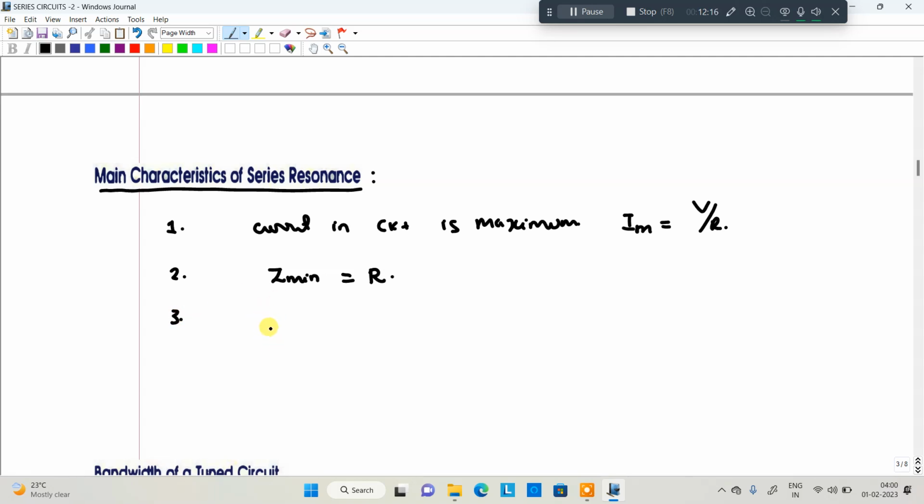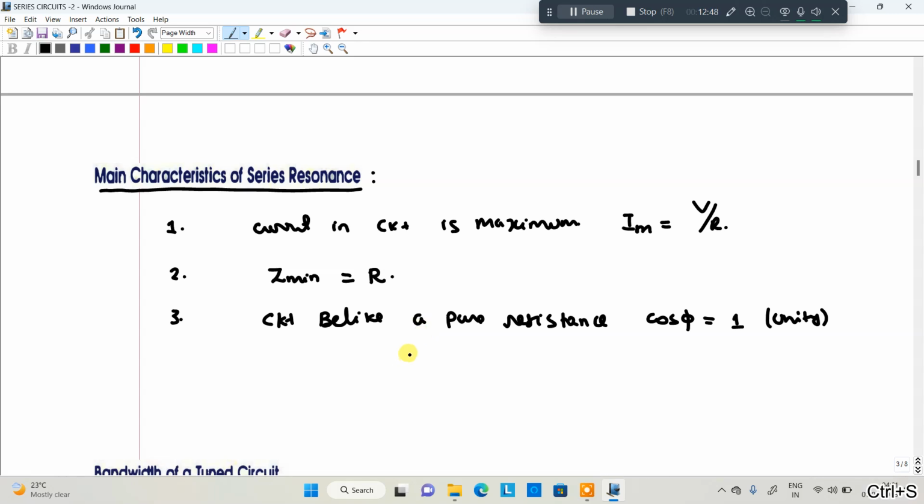The fourth point you need to remember, the circuit behaves like a pure resistor. Whenever it behaves like a pure resistance circuit, what about the power factor? Cos phi is unity. Very important, you can expect one question in the examination. At resonance condition, the power factor of the circuit, they will provide unity, 0.5, 0.7 or 0.9 and none of the above, for example. So power factor is unity, you need to choose that.